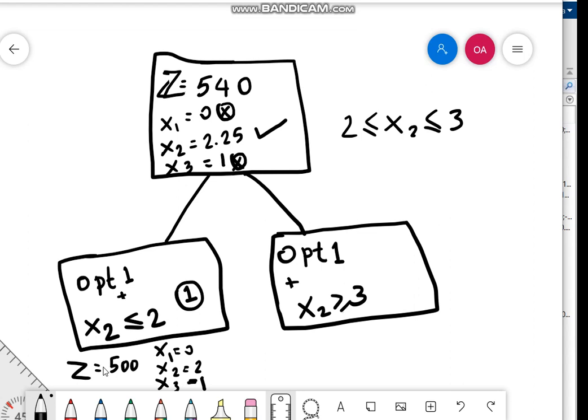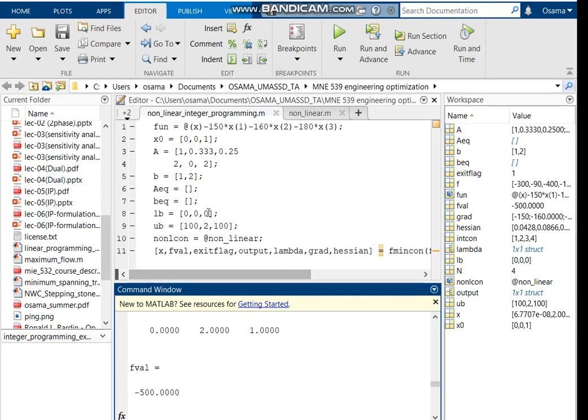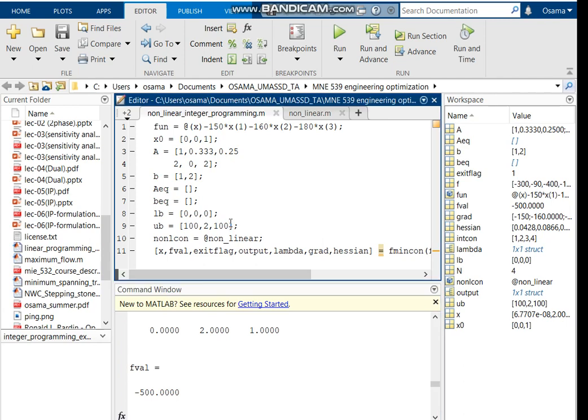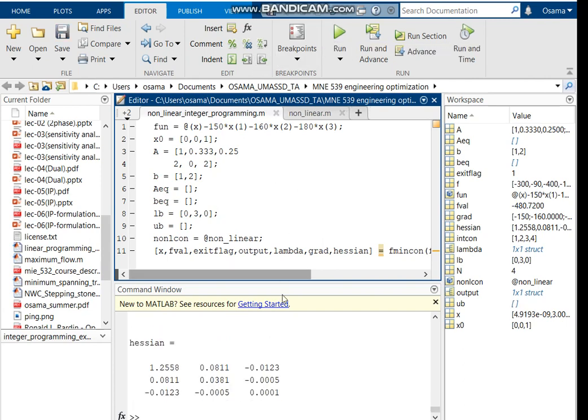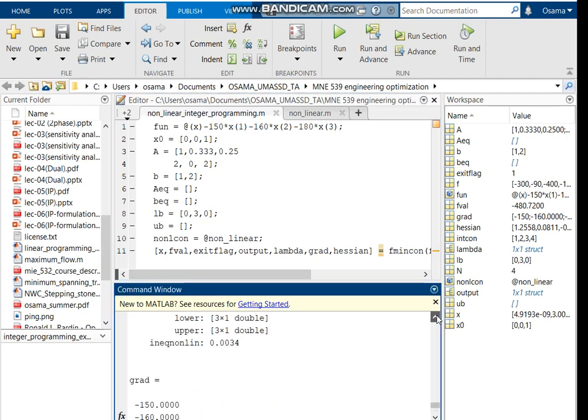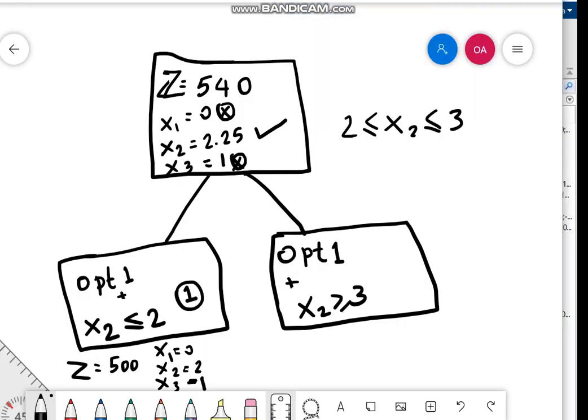So let's check out the other branch. The first thing you need to do is nullify your original problem. So you return it to your original solution. Then you update it over here. The only thing we need is to make x2 greater than or equal to 3. Then we run it again. Hopefully we can get an optimal solution. So here x1 is integer and x2 was solved, but x3 wasn't solved. So we need more branches.